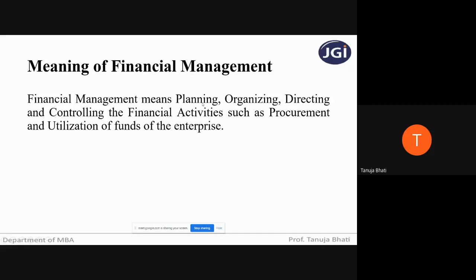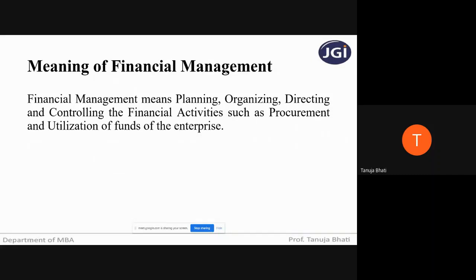Financial management means planning, organizing, directing, and controlling the financial activities such as procurement and utilization of funds of the enterprise. It starts with planning. What do you have to plan? You have to plan what all are the resources from which you can get the finance. You have to plan whether you want to get the finance by taking a bank loan, by issuing shares, or by issuing debentures.